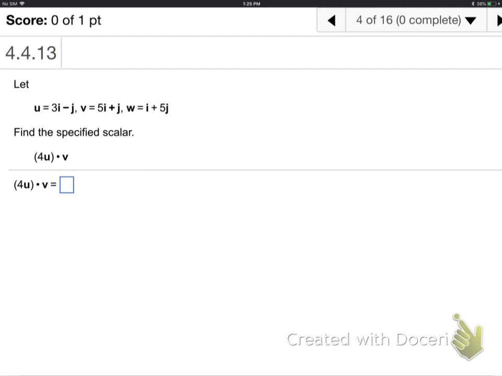All right, so what is 4 times vector u? Vector u is 3i minus j. So you just distribute. It's just 12i minus 4j. That's the 4u vector.